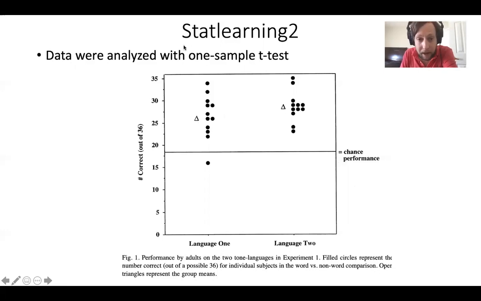And the reason is because 1 divided by 2, the 1 answer is correct. There are 2 possible answers. 1 divided by 2 is 50%. And you see right here, it says chance performance in the figure. And that's this line right here. And if you look, that line goes to the number 18. So chance performance in this study would be getting 18 trials correct.